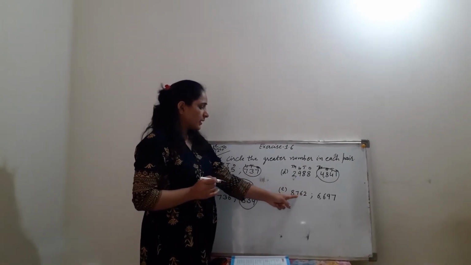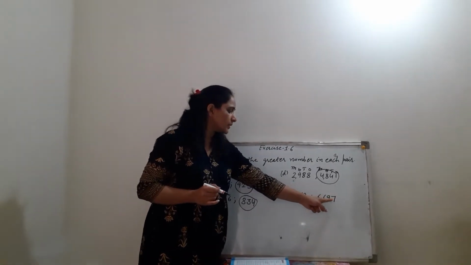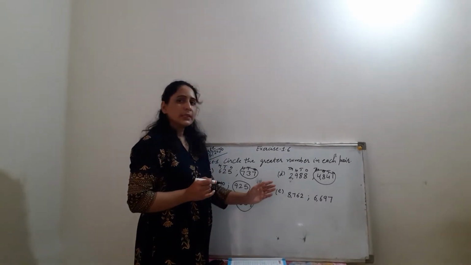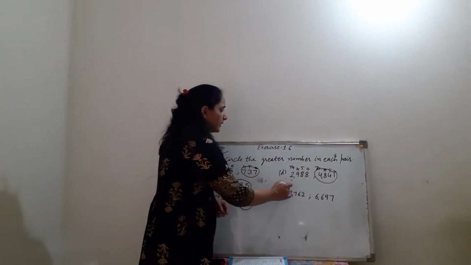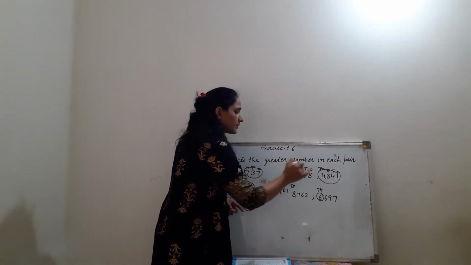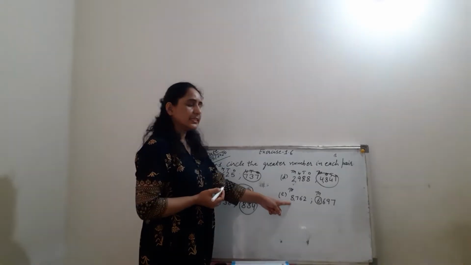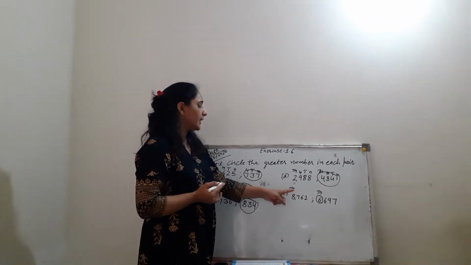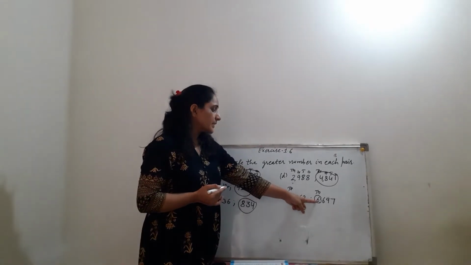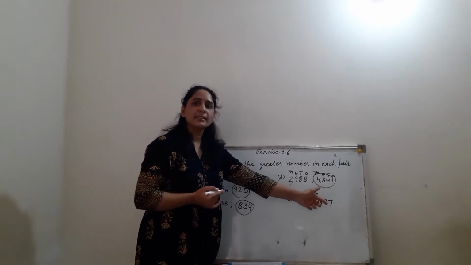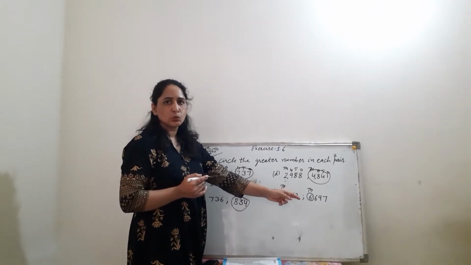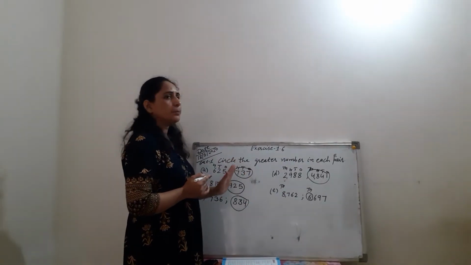Now part E. Ones, tens, hundreds and thousands. There is also ones, tens, hundreds and thousands. The places are same. Now in the thousands place there is 8 and in the thousands place there is 6. So which one is greater? 8 is greater. When we read this number, it is 8762 and 6697. So which number is greater? 8762. So in this way we compare the numbers.